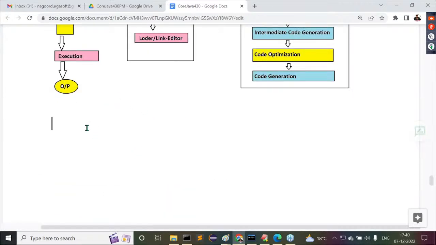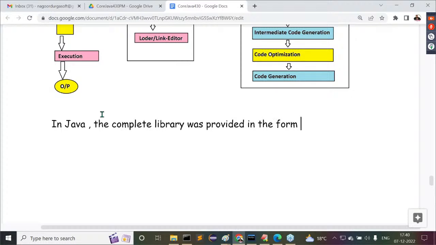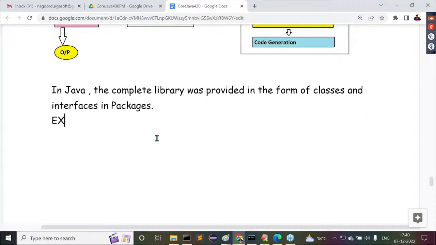Alright, sir. Now let us understand this. Some few points are available here. Let us understand this clearly. Listen carefully. In Java, the complete library was provided in the form of classes and interfaces in packages. The complete library was provided in the form of classes and interfaces in packages. Examples I'm telling to you, try to understand this clearly.